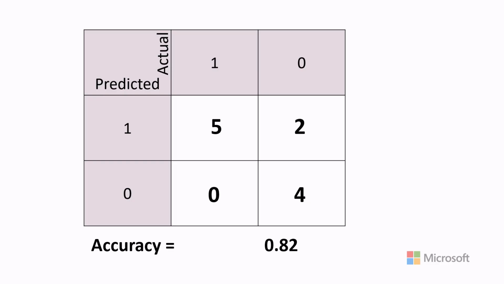Suppose that only 3% of the population is diabetic. I could create a model that simply always predicts 0 and it would be 97% accurate. But it's completely useless for identifying potential diabetics.